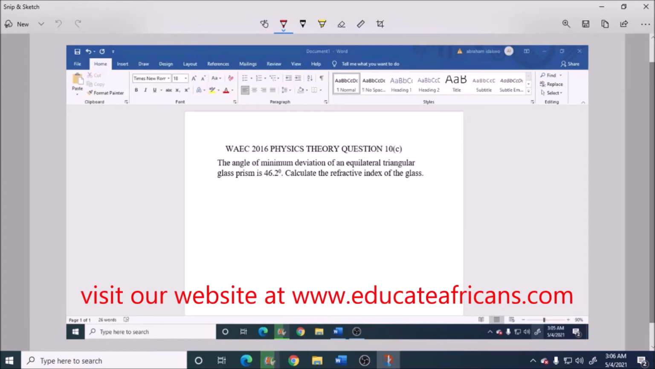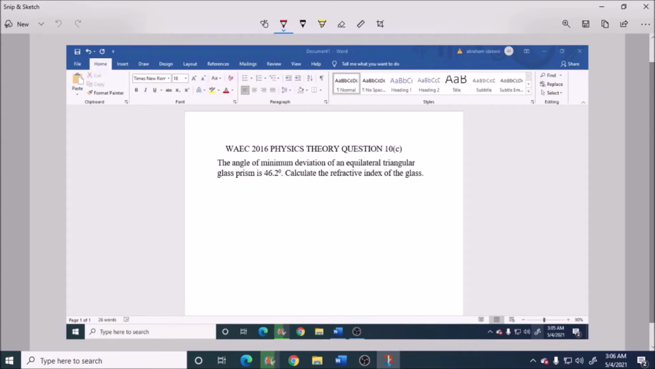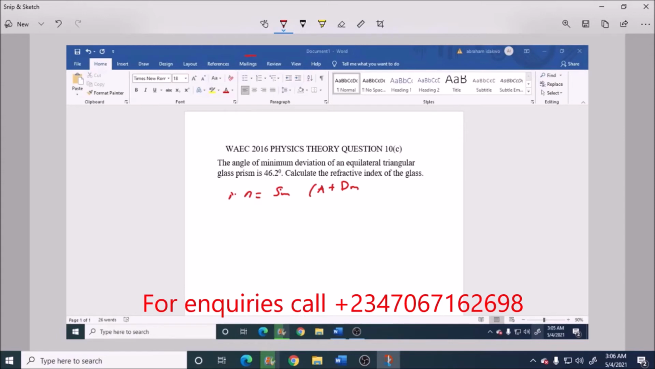So let's begin by writing the refractive index n is equal to sine of (A plus minimum deviation) over 2, everything over sine of A over 2. Okay, that's the sine of the angle.